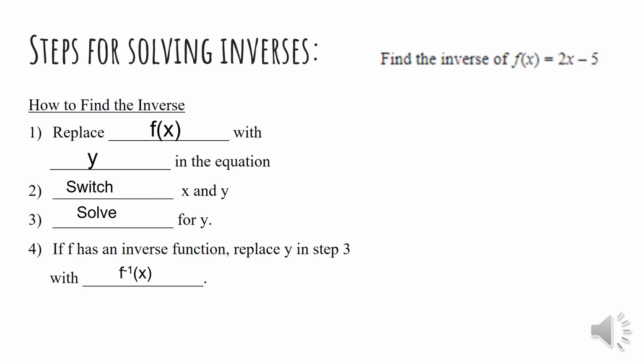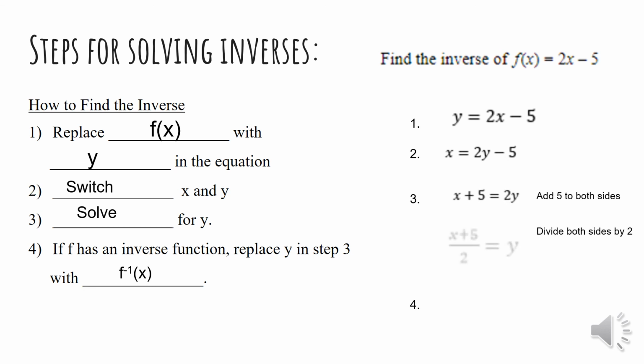So let's work through this example on the right. The first step is to replace f of x with y. So now it reads y equals 2x minus 5. Then we need to switch our x and y, which means all of our x's become y's and all of our y's become x's. Thirdly, we need to solve for y. We need to isolate y by adding 5 to both sides and then dividing by 2. Once we've isolated y, the last step says to replace it with f inverse of x. So the inverse of 2x minus 5 is x plus 5 over 2.